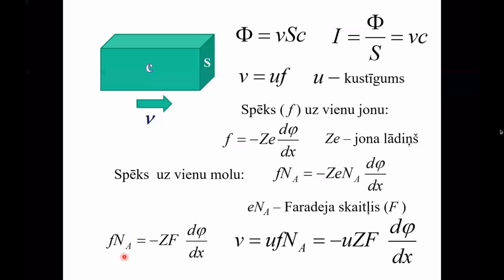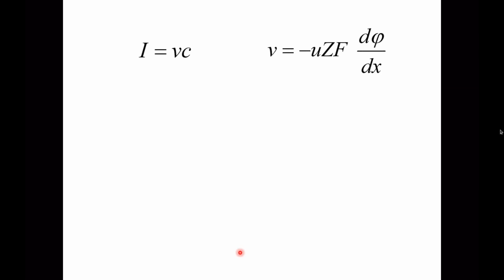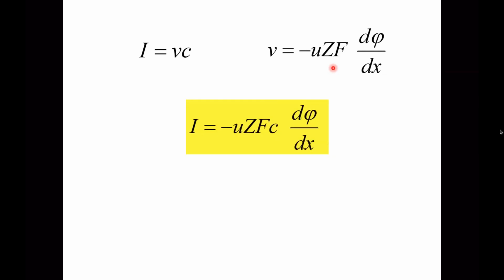So in this case, have a look. We write F Na here, and we have the velocity of the mole. So instead of F Na, we are writing this one, and we have the velocity of the entire mole. So that is why we have the electrical current that is delivered by the entire mole. This.